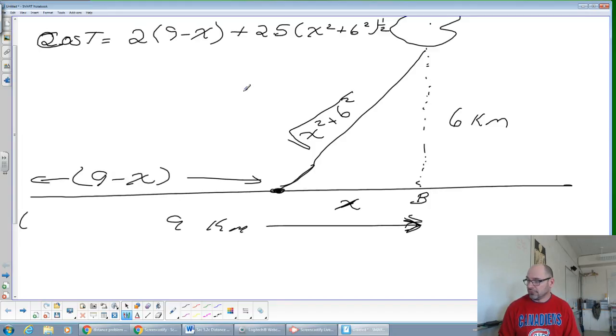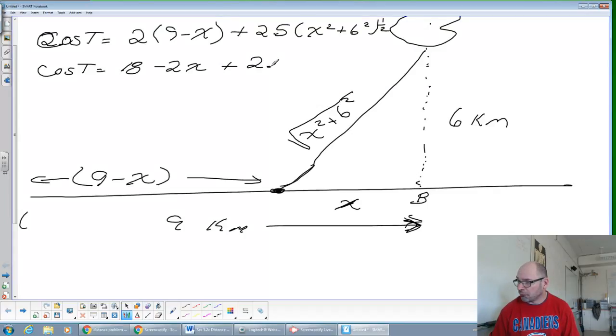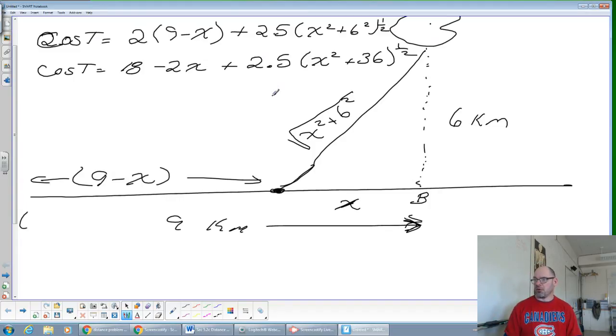We can simplify this part here. So we want to minimize the cost. So let's just simplify it a little bit. 18 minus 2x plus 2.5, pardon me, times the square root of x squared plus 36. So again, when we're minimizing the cost, we're going to take the derivative of it and set it to 0 and then solve for this x here, whatever you might get.